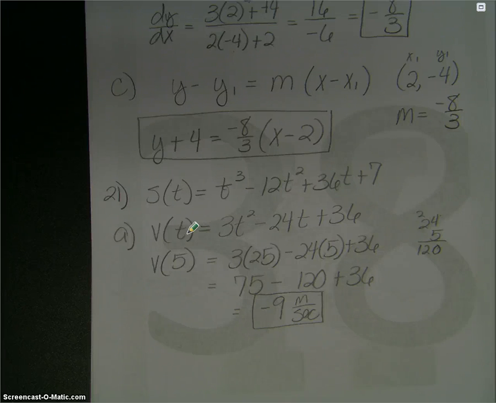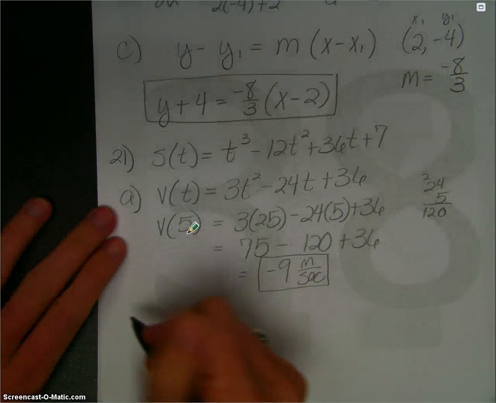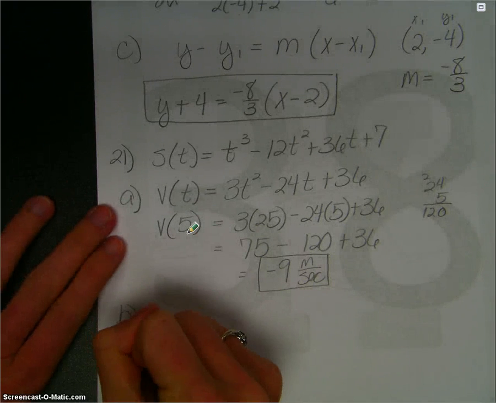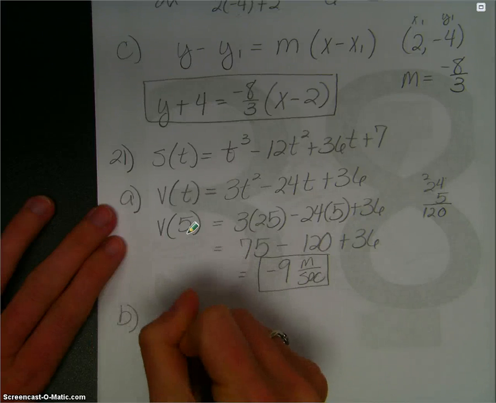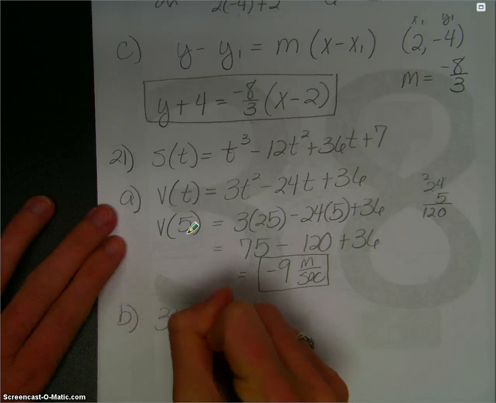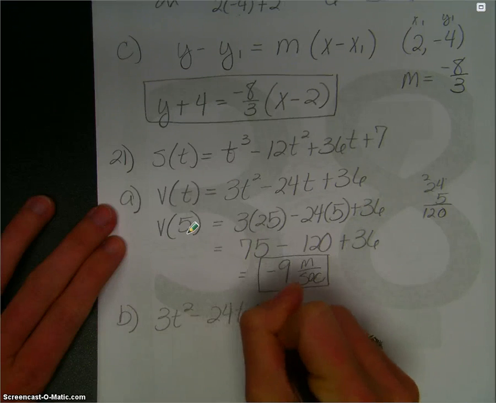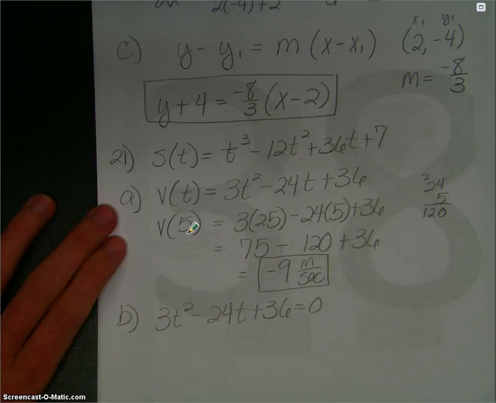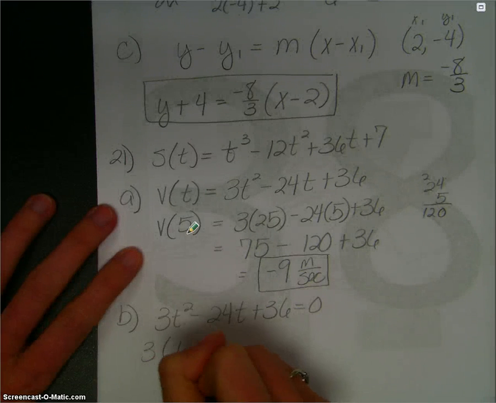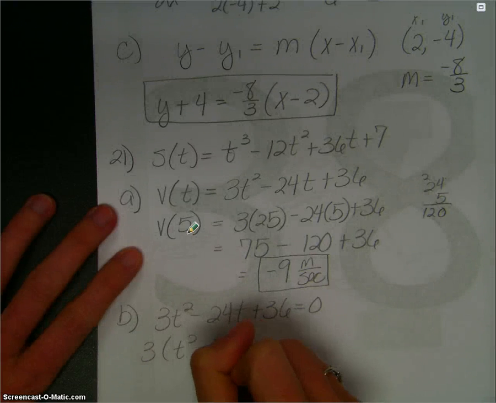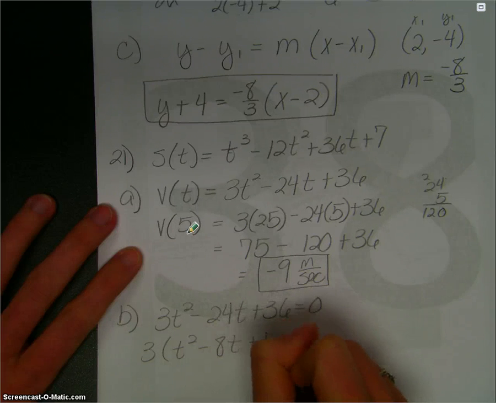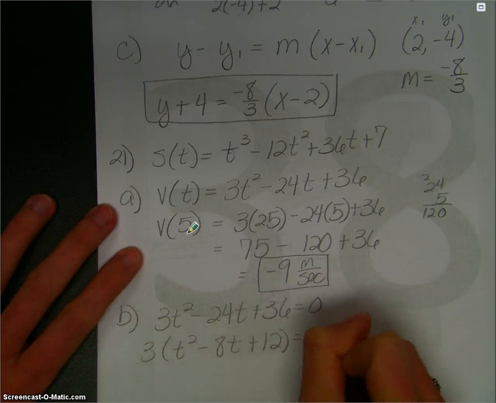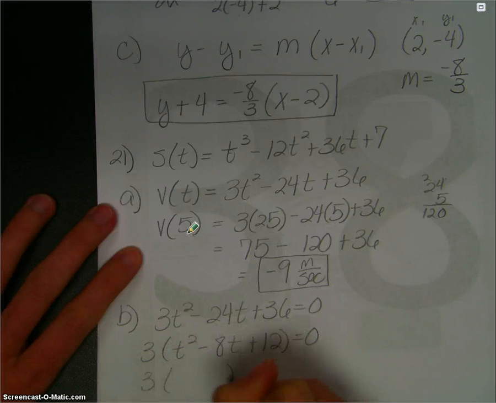Okay, in part B, they ask me to find when the particle is moving to the right. So first I need to know where I have a place where it is at rest. So I want to find out where that velocity, that 3t squared minus 24t plus 36, is equal to 0. All right, let's take out a 3, so this will be a little bit easier to work with. That's going to give me t squared minus 8t plus 12. And I'm going to factor that.